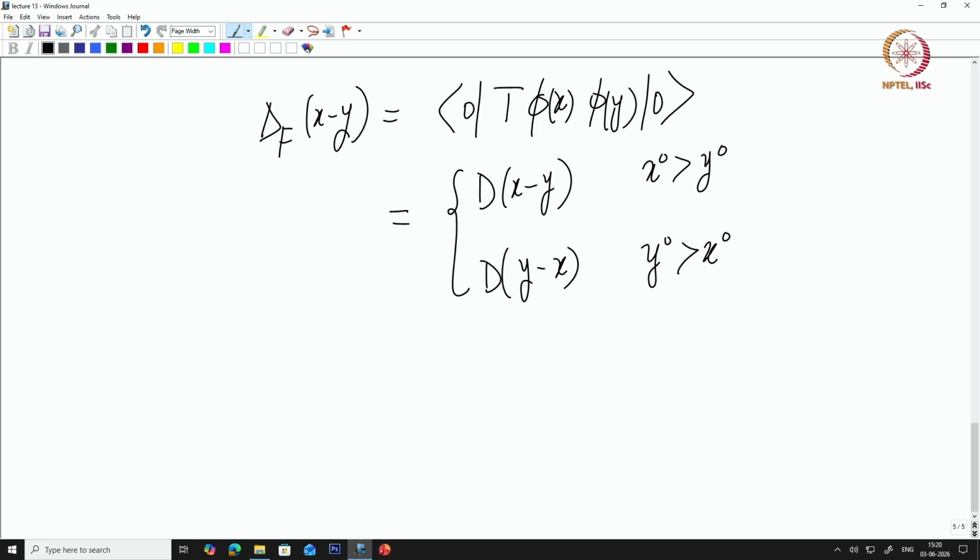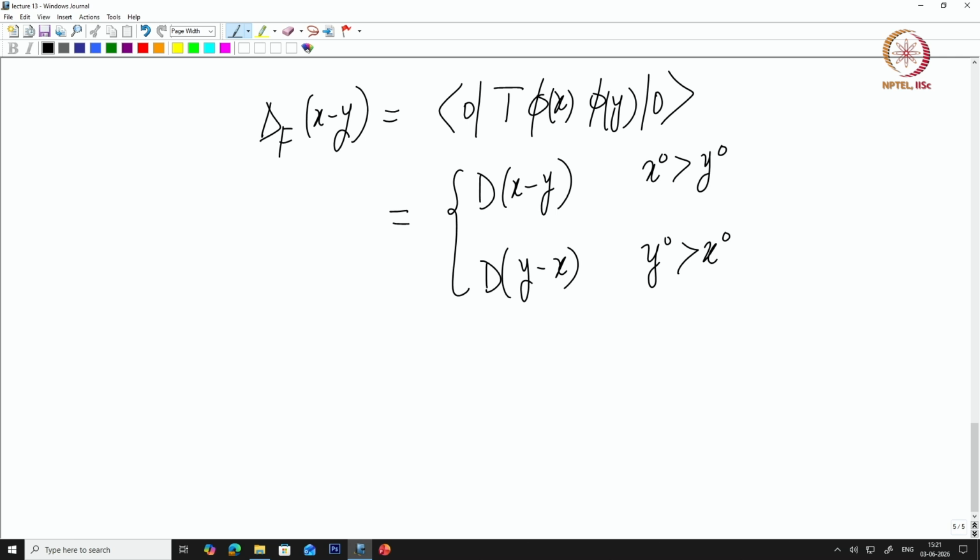So when you are computing this function, it is telling you which part of the function you had picked up, depending upon whether you had to pick up x goes to y or y goes to x, depending upon the time between these two, essentially.